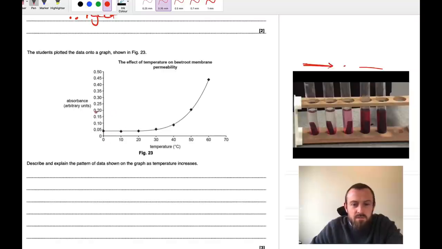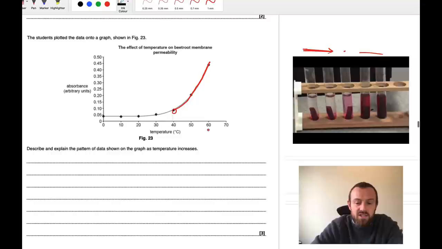The absorbance, which is really a measure of the pinkness, stays fairly constant. And, you know, just a tiny bit higher, but I would say it's fairly constant until above this temperature, really till above 30. So I'd say 40 and up is where it starts to really get going. Below 40, there's barely any change. You know, we're talking about a tiny bit.